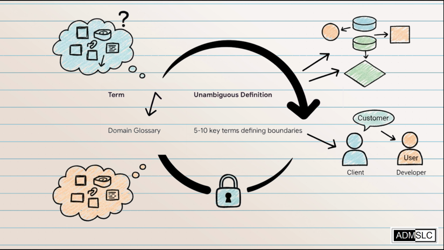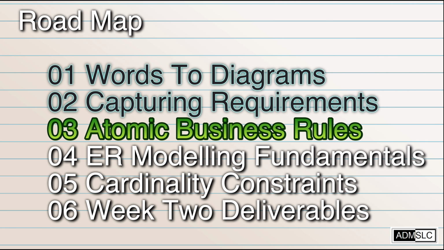To get it organized, your very first step is building a domain glossary. By defining 5 to 10 key terms, we completely remove ambiguity before any modeling even starts. Just think about it. If the client keeps saying customer and you go and build a database table for user, well, your database is fundamentally flawed from day one. So, the glossary locks down a shared vocabulary for everyone. Which brings us to Section 3, Writing Atomic Business Rules.